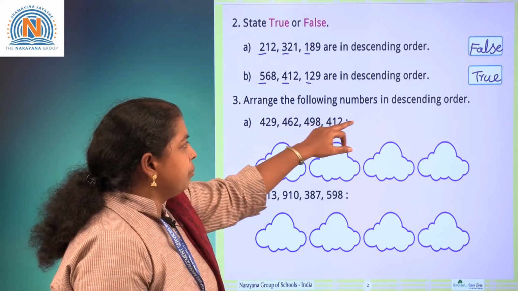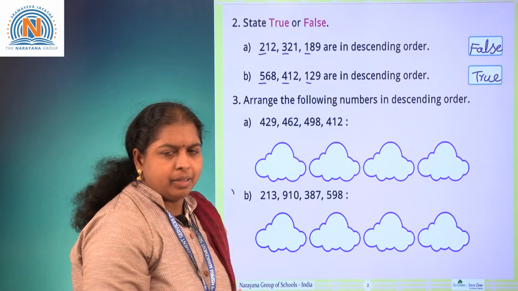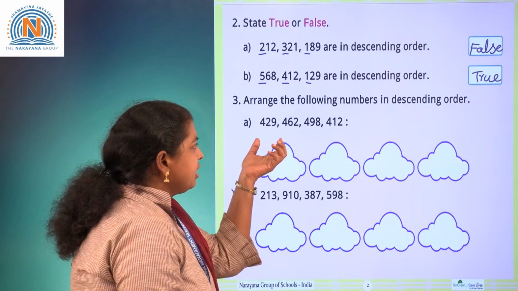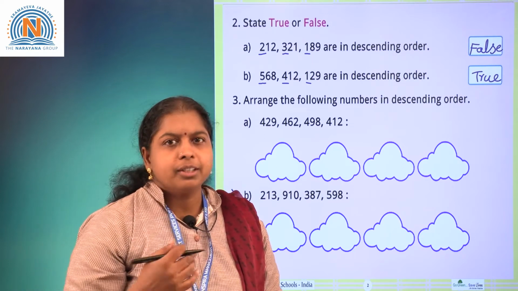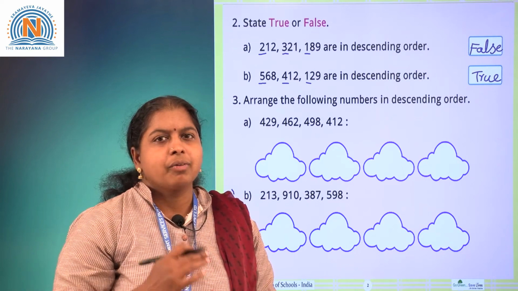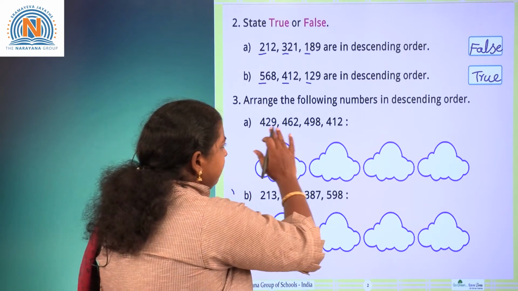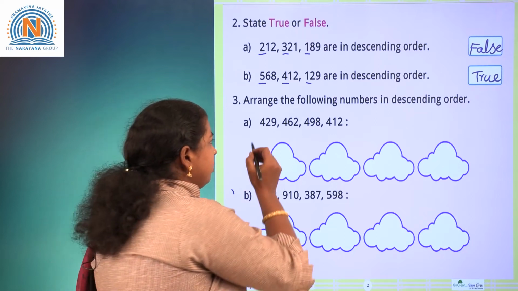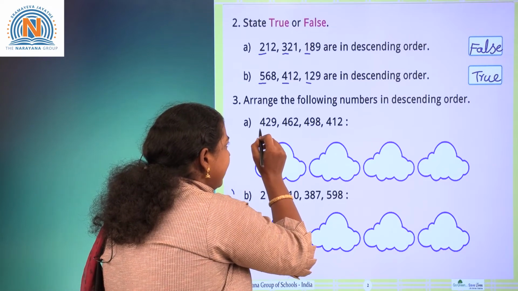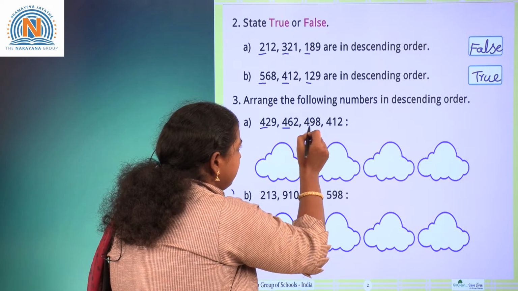Arrange the following numbers in descending order. Here again you are having some numbers. You need to arrange them in descending order. Descending order means you are going to arrange the given numbers from greatest to smallest. Here you are having all the numbers with 3 digits. So, what is the highest place? Hundreds place. Look for the digit in the hundreds place.